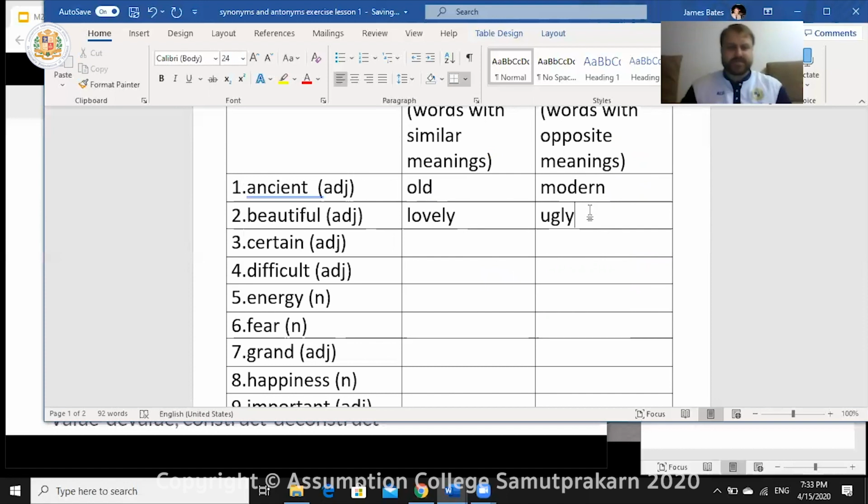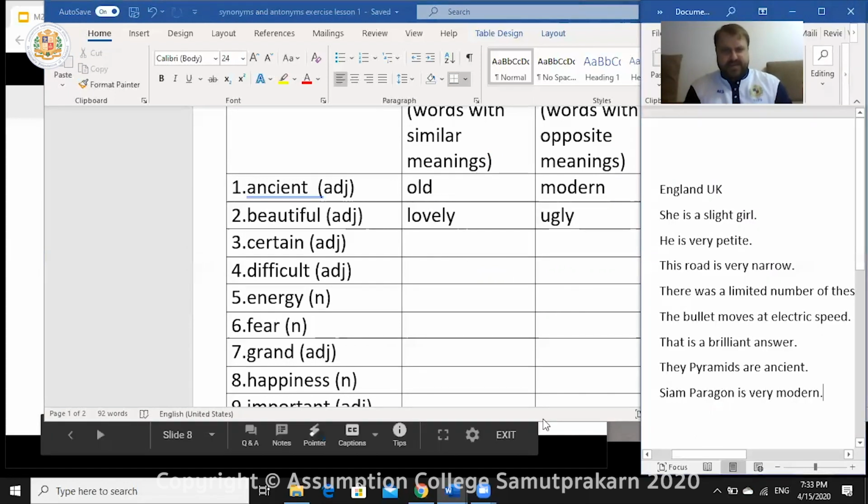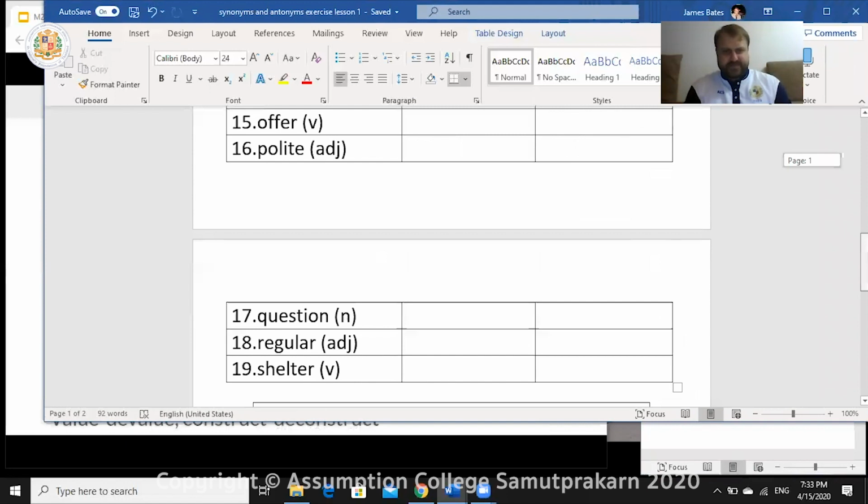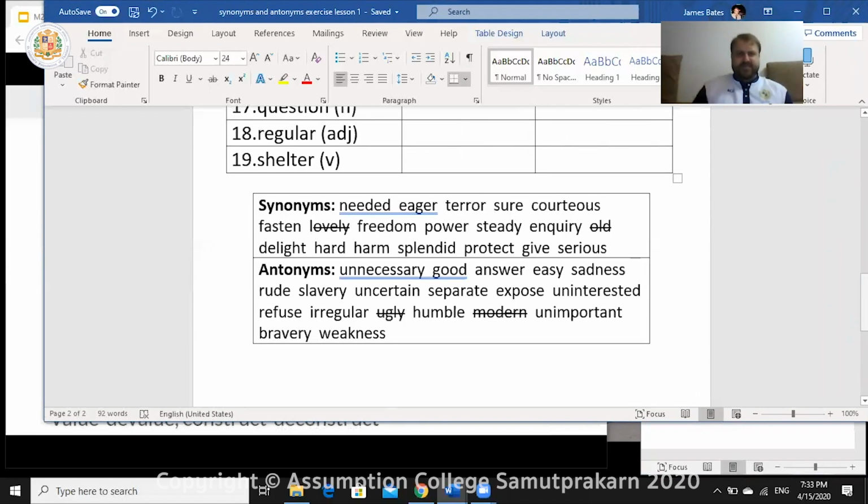All right. Let's do one more together, okay? All right. So, certain. I know something for certain, 100%. We've already talked about a synonym of this in this class today. Let's see if we can find it here. I am certain. Synonyms. Needed, eager, terror, sure. Of course. Sure is a synonym. Sure is the synonym.